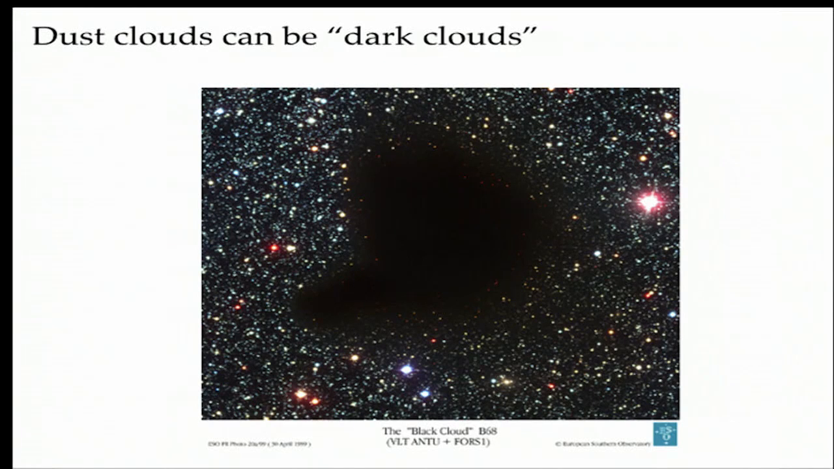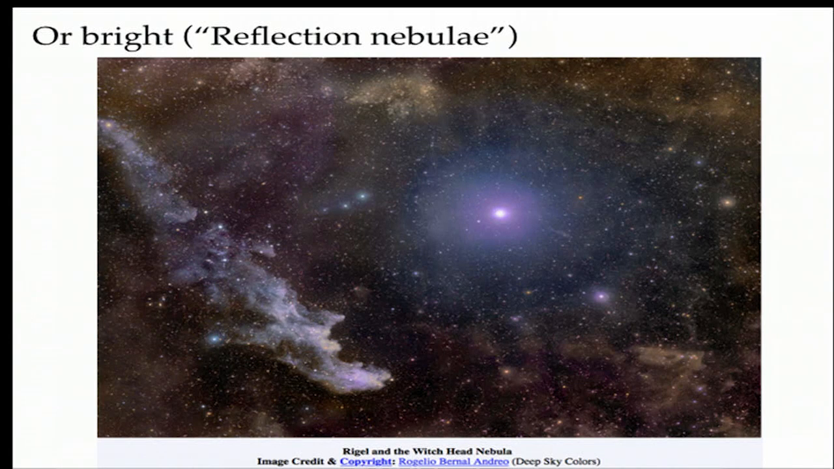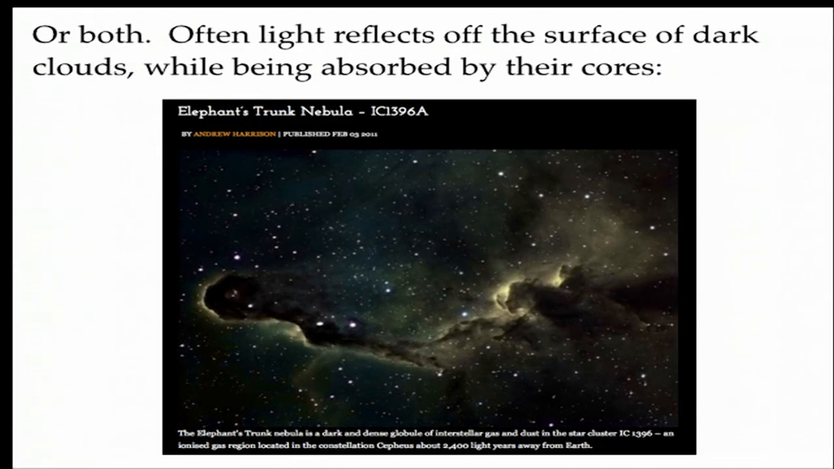Dust can look dark. Here's a famous dark cloud, Bernard 68. And you see, you really can't see through it, at least in visible light. You can in infrared. So sometimes dust looks dark if it's blocking the light, but it could also be scattering light if there's a bright star nearby. This is an example of the Witch Head Nebula scattering light from the star Rigel. In general, it's complicated. You have dust absorbing and scattering light.